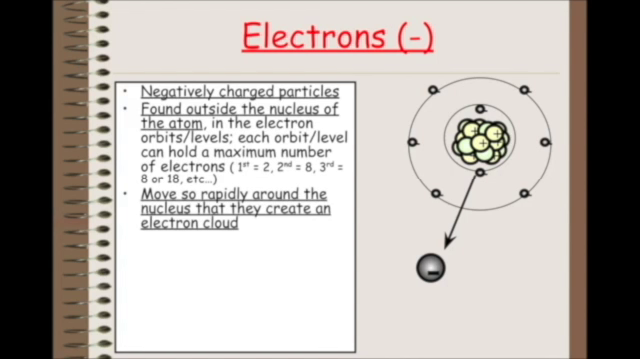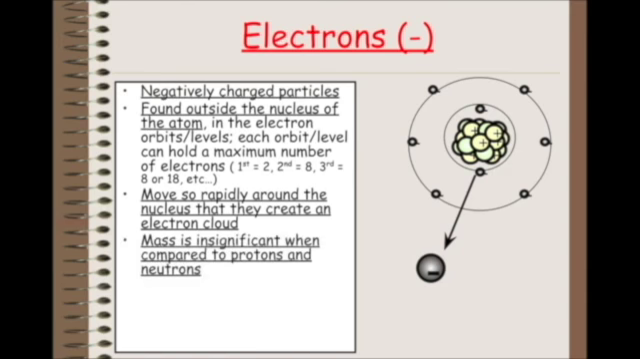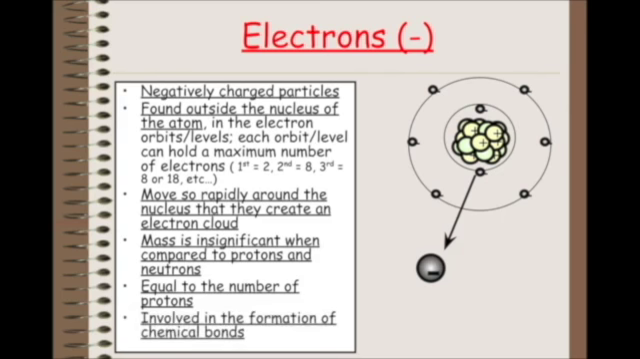They move so rapidly around the nucleus that they create something called an electron cloud. The mass is insignificant when compared to protons and neutrons because they are way smaller than the protons and neutrons. They are equal to the number of protons, and they are involved in the formation of chemical bonds.